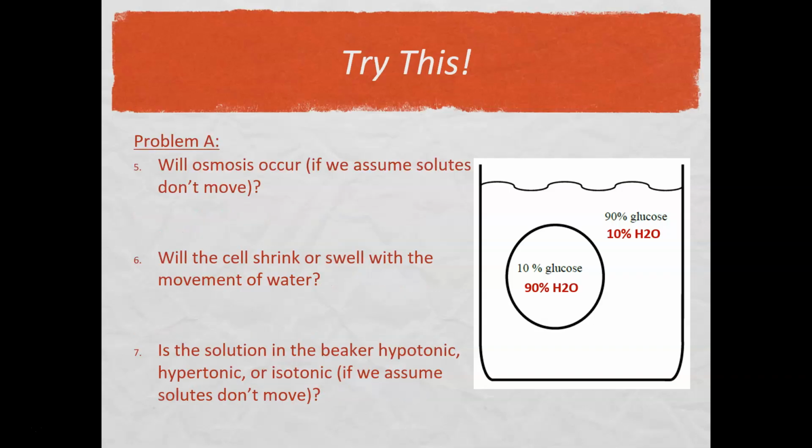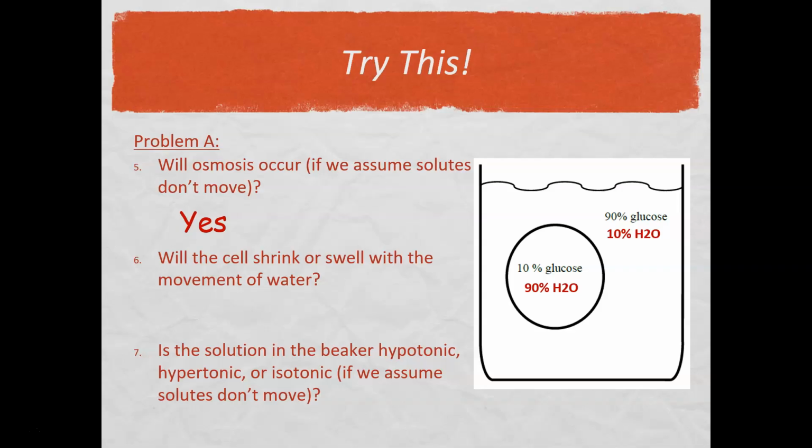So now if we assume that glucose isn't going to move, we're just worried about the water. Is osmosis going to occur? Well, take a look at the percentages of water. Are they identical inside my cell versus the beaker? No, I've got 90% inside, 10% outside. All right, so yes, osmosis is going to happen.